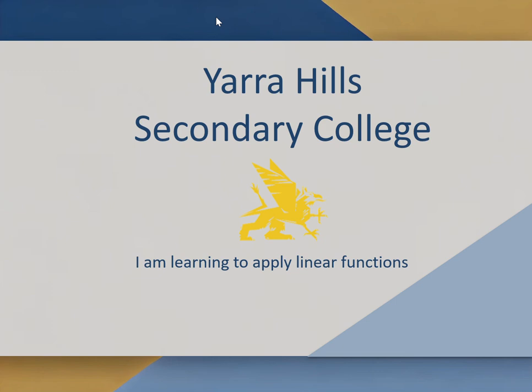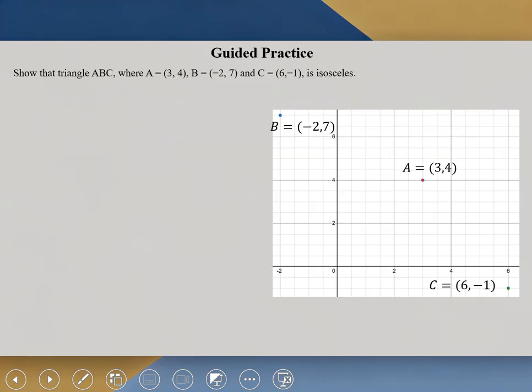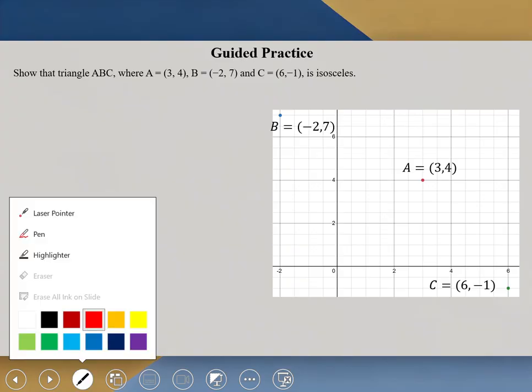So we are going to be learning to apply linear functions. We're going to be doing some data practice with two problems today that are similar to what you're going to be doing in class. The first one is: show that triangle ABC, where A is (3, 4), B is (-2, 7), and C is (6, -1), is isosceles.